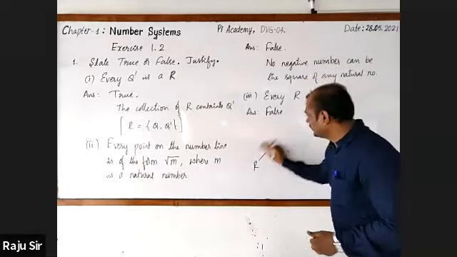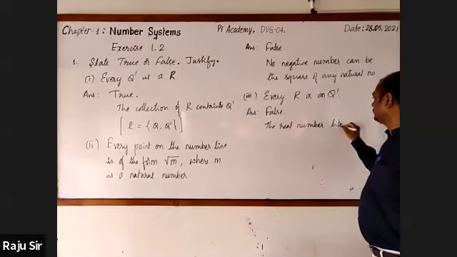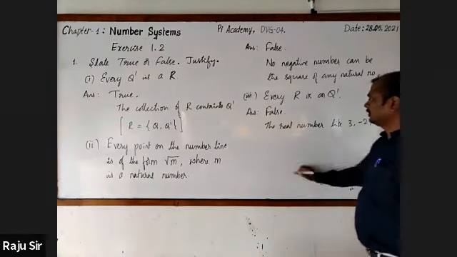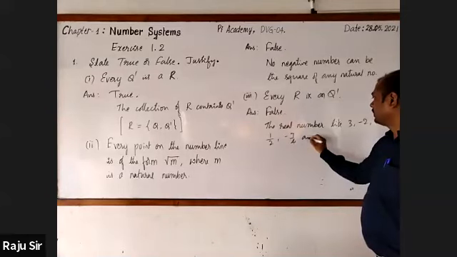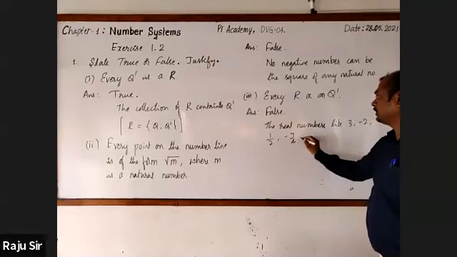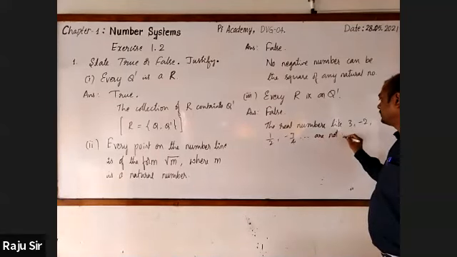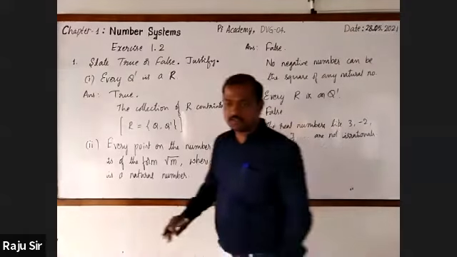Understood? The real number like 3 is not an irrational number. Right? Real numbers like 3, -2, 1/2, -7/4 and so on are not irrationals.